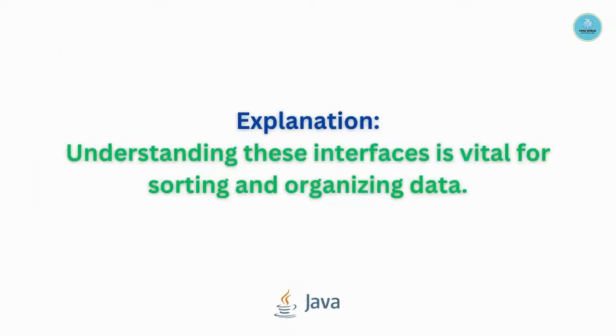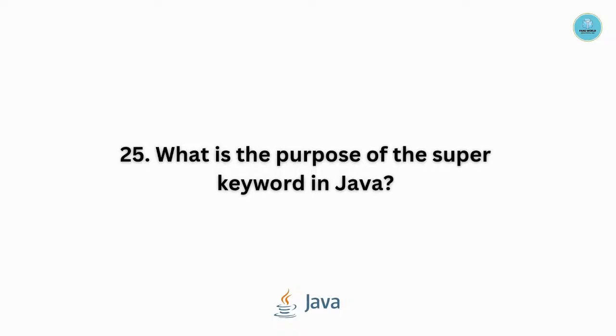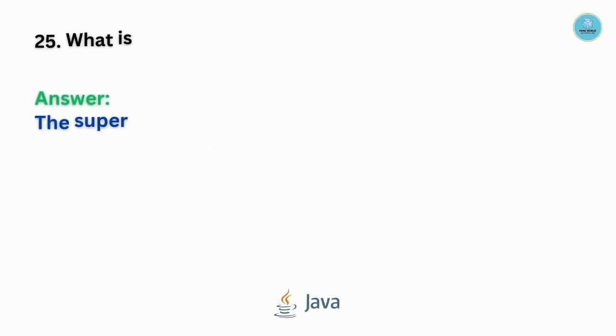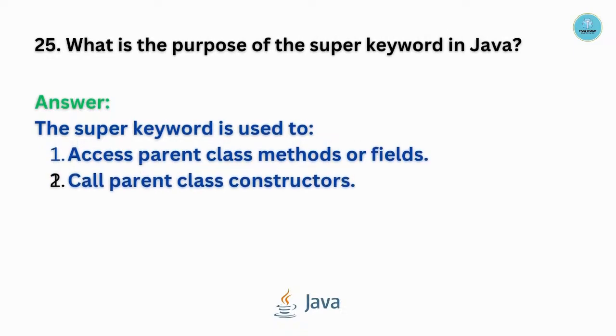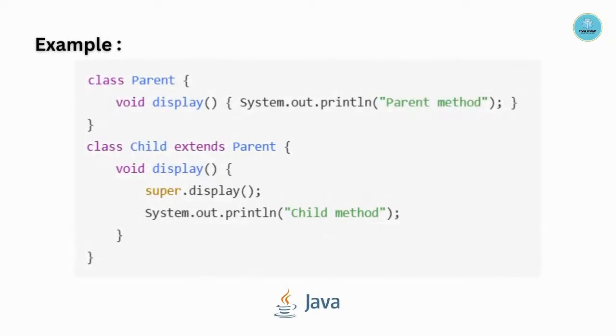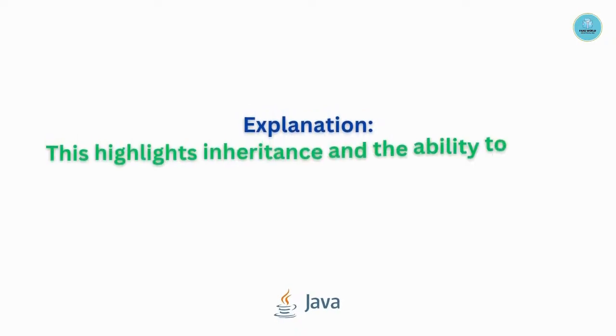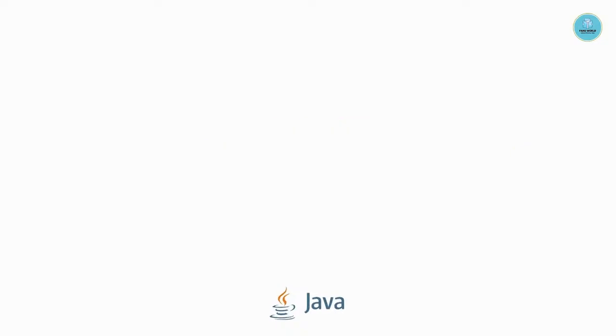Understanding these interfaces is vital for sorting and organizing data. Question number 25. What is the purpose of the super keyword in Java? The super keyword is used to access parent class methods or fields, and to call parent class constructors. Example is as follows. This highlights inheritance and the ability to reuse parent class functionalities.